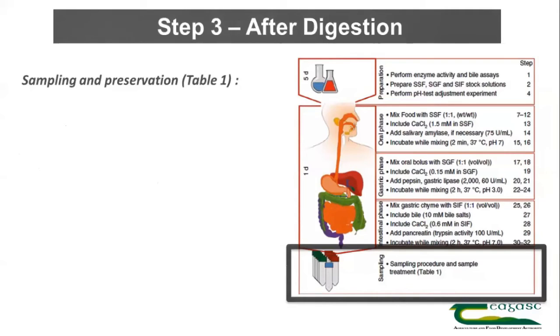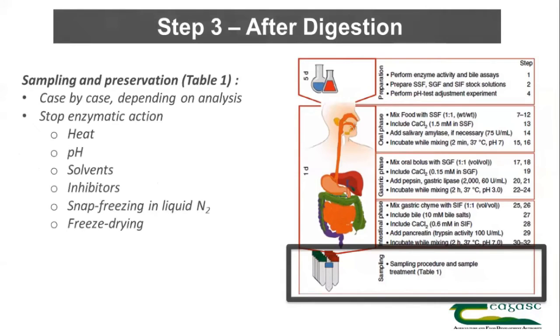The next step, and that's the last step, is very important. It's just as important as the first two steps, and that is sampling and sample preservation. And we outline a whole table in the paper. We outline different scenarios. So it really is case by case and depends on the analysis that you want to perform afterwards. So in order to preserve or stop the enzymatic action, you may have to heat it.